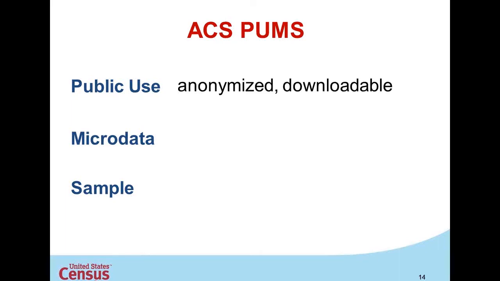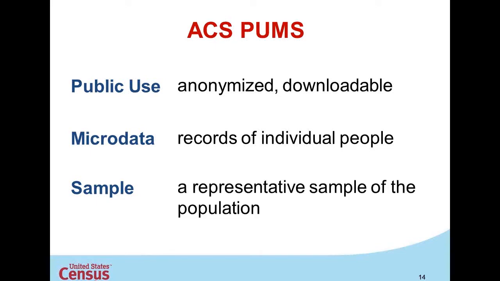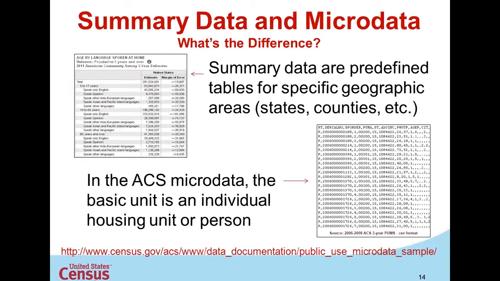And the PUMS is public use because it has been anonymized and it's downloadable. It's microdata because it represents records of individual people, and it's a sample, and it's a representative sample of the population. PUMS is also a subsample of the full ACS sample, and the smallest level of geography available in the public use microdata sample is the public use microdata area, or PUMA, which contains about 100,000 people.